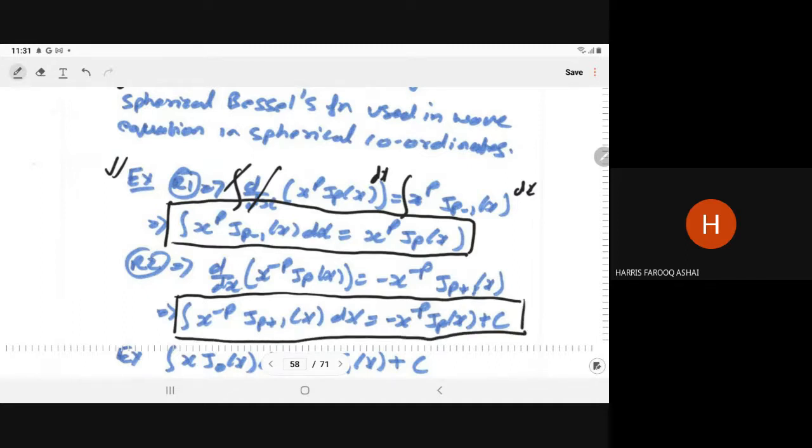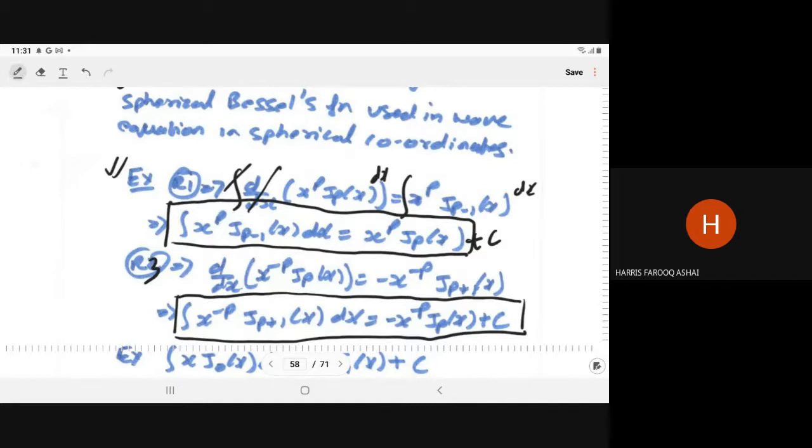So the integral of x to the power minus p J_p plus 1 dx is equal to minus x to the power minus p J_p plus c. Here also you add the constant of integration, because we have the indefinite integral. In the above also you add it. I have named that as recurrence relation 3. So by recurrence relation 3, we have the following integration.